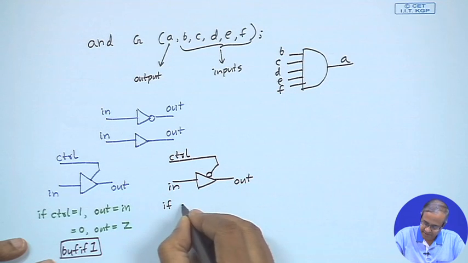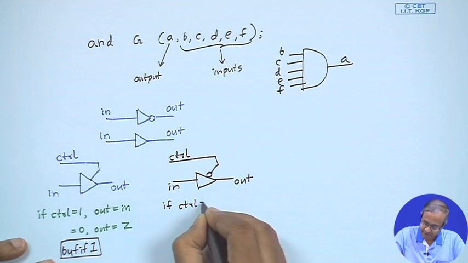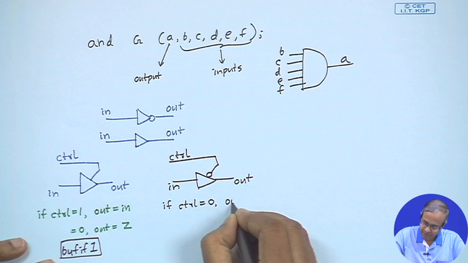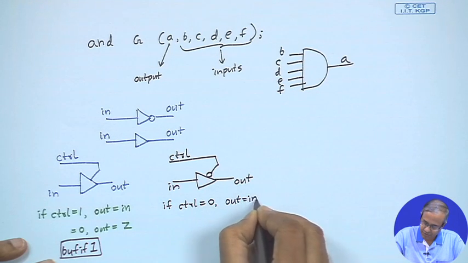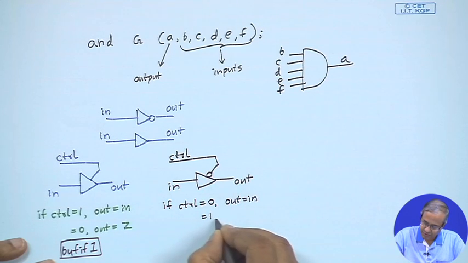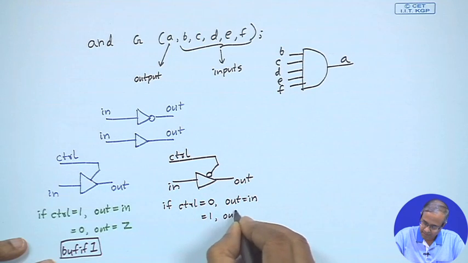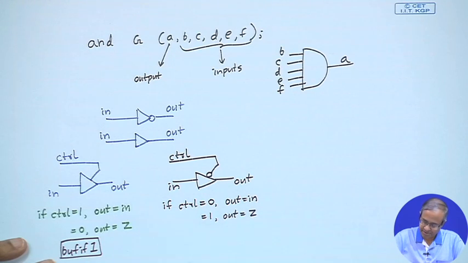So, it is just the reverse. If control equal to 0, then out equal to in; if control equal to 1, out equal to high impedance state. This is bufif0.